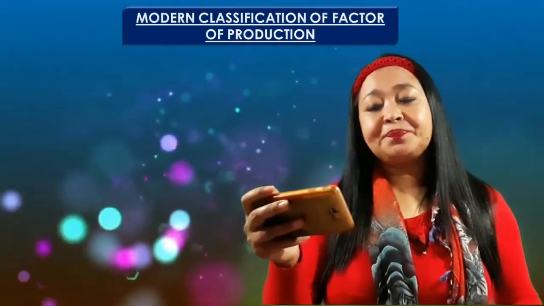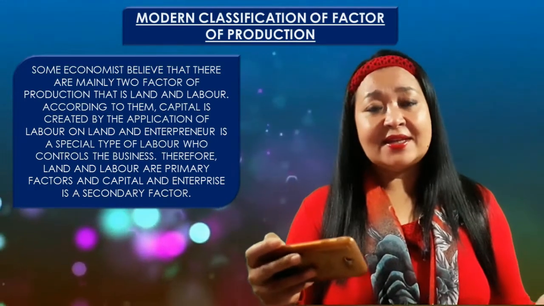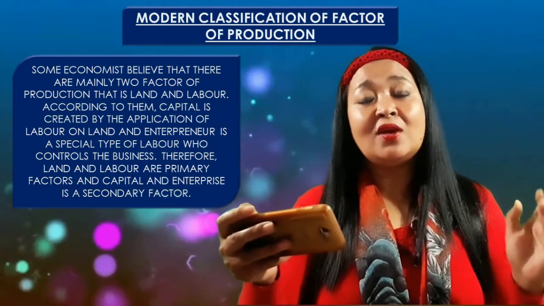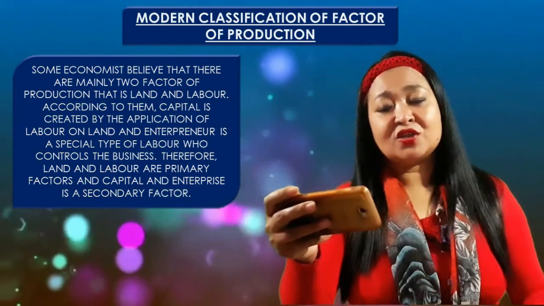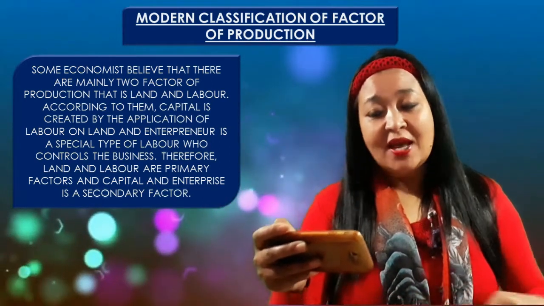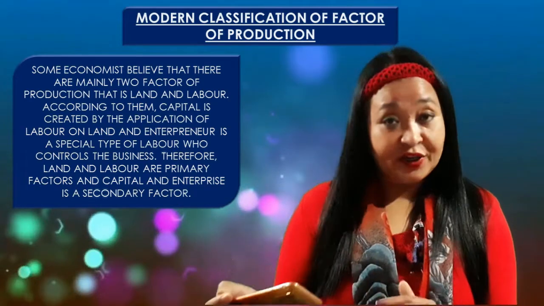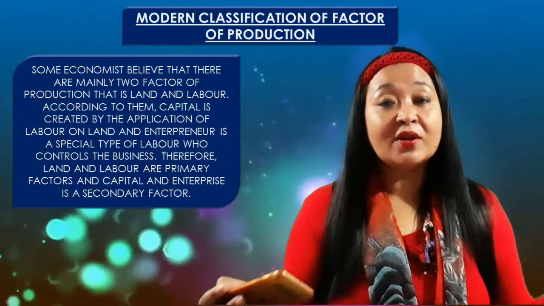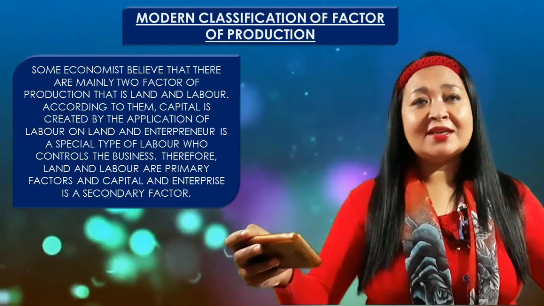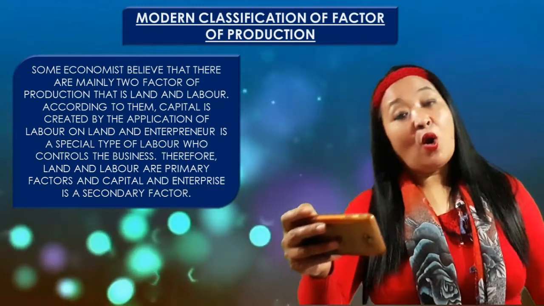Now see, according to modern economists, there are mainly 2 factors of production only. According to the modern economists, there are only 2 factors of production, and what are those? Land and labor. According to them, capital is created by human labor on land.